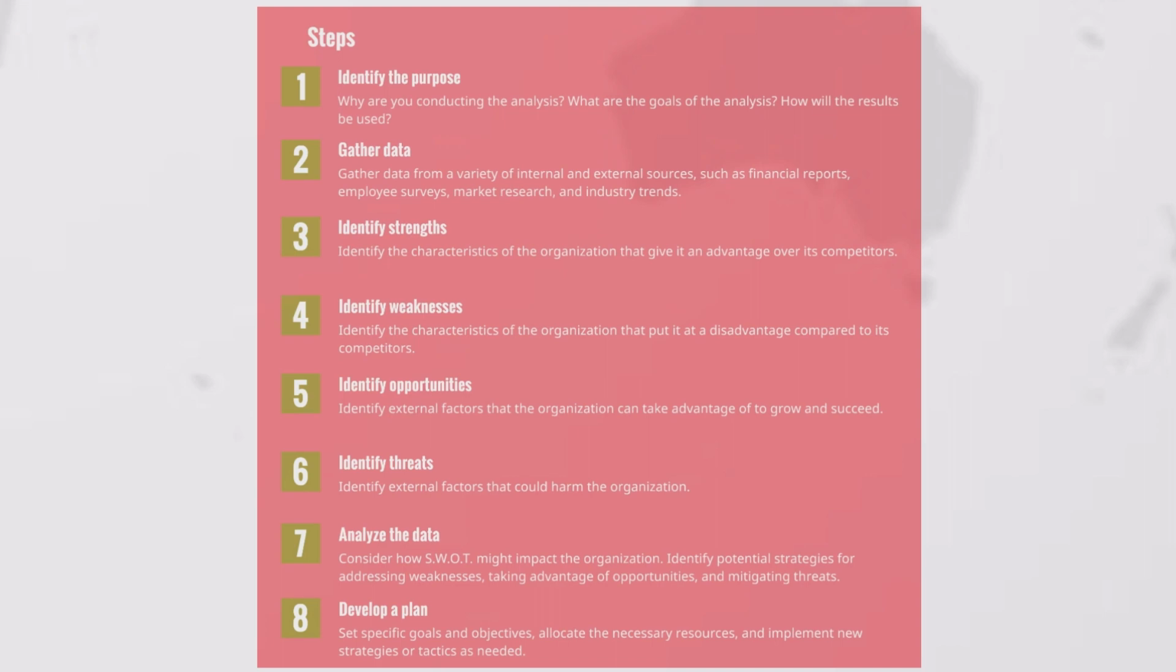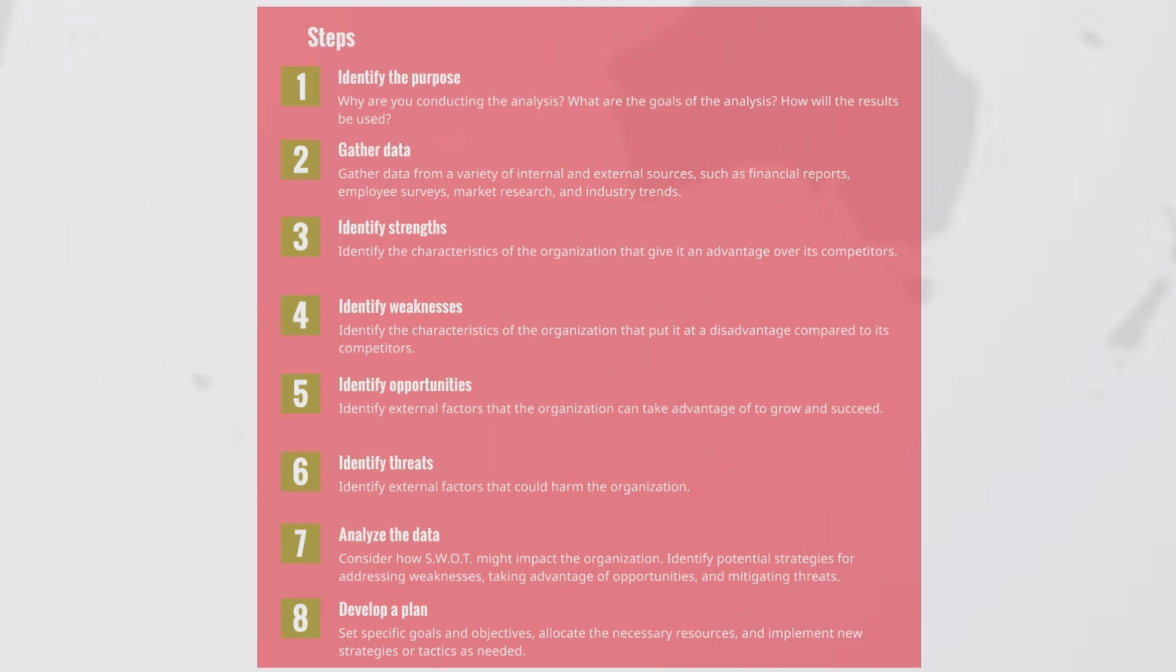Are you interested in conducting a SWOT analysis but not sure where to start? Here are the 8 steps you should follow to gather the data you need, analyze it, and develop a plan based on your findings. Step 1. Identify the purpose of your SWOT analysis. This will help you define the scope of your analysis and determine what information you need to gather.